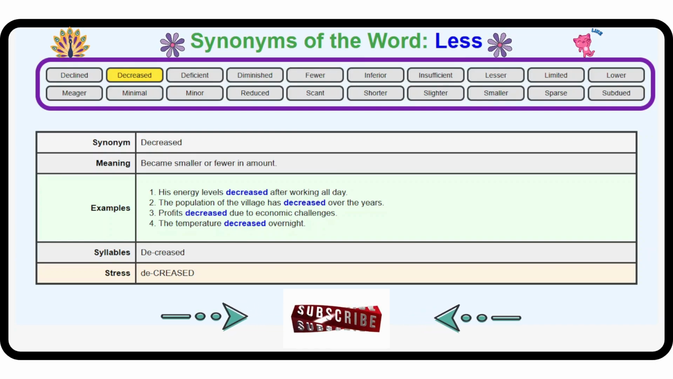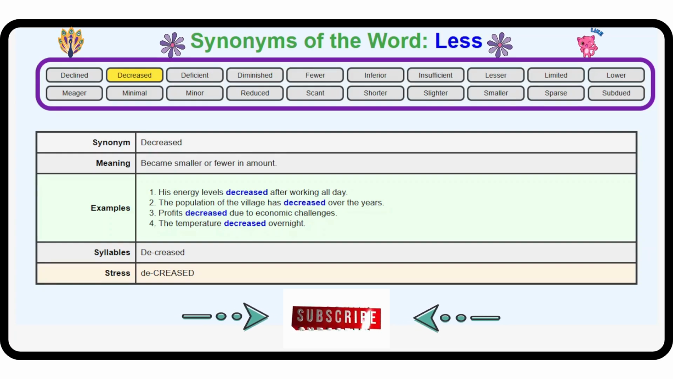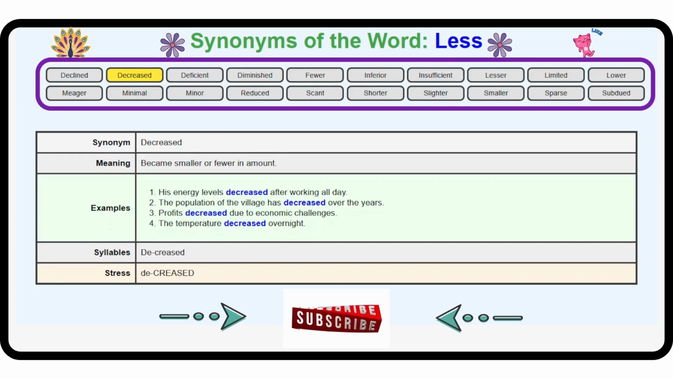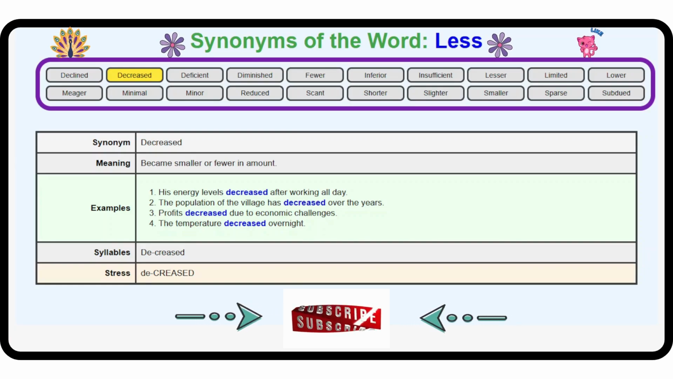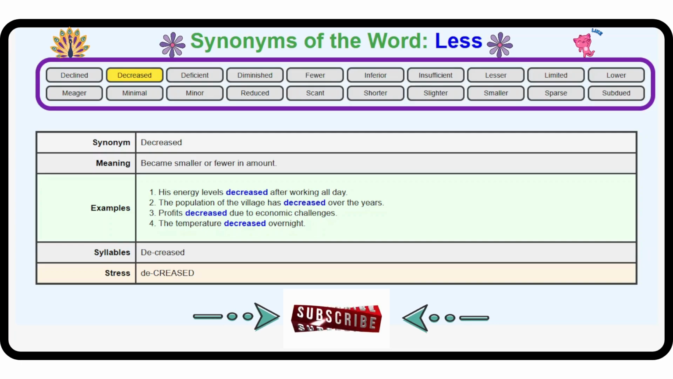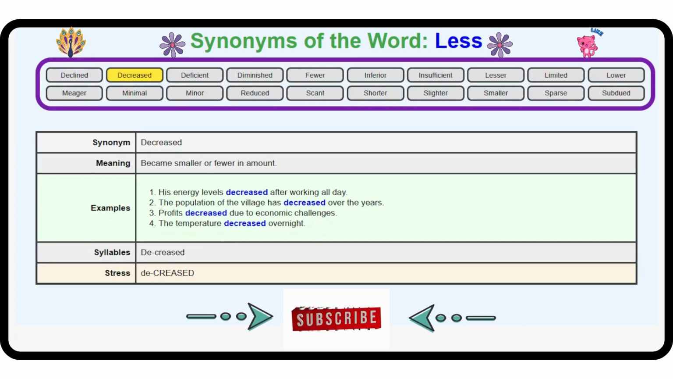Synonym, decreased. Meaning, became smaller or fewer in amount. Example 1, his energy levels decreased after working all day. Example 2, the population of the village has decreased over the years. Example 3, profits decreased due to economic challenges. Example 4, the temperature decreased overnight. Syllables, decreased. Stress, decreased.